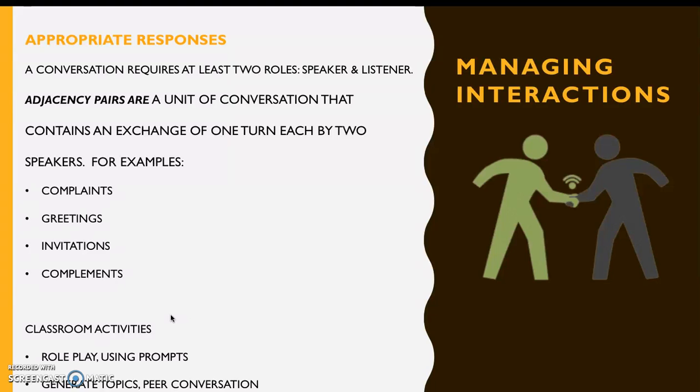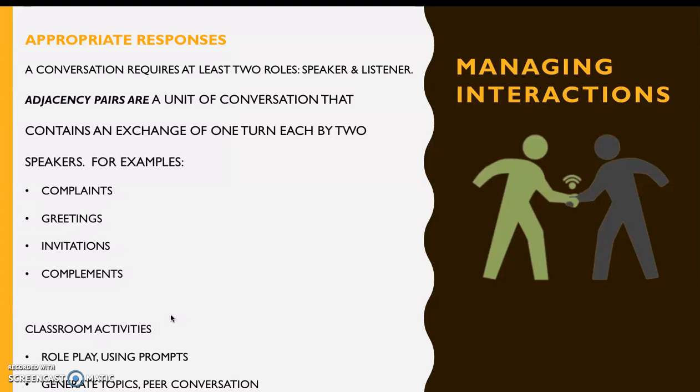Additionally, in order to manage an interaction, appropriate responses are required according to context. A conversation requires at least two roles, definitely. It needs a speaker and a listener. There can be more than one. Adjacency pairs are units of conversation that contain an exchange of one turn each by two speakers.